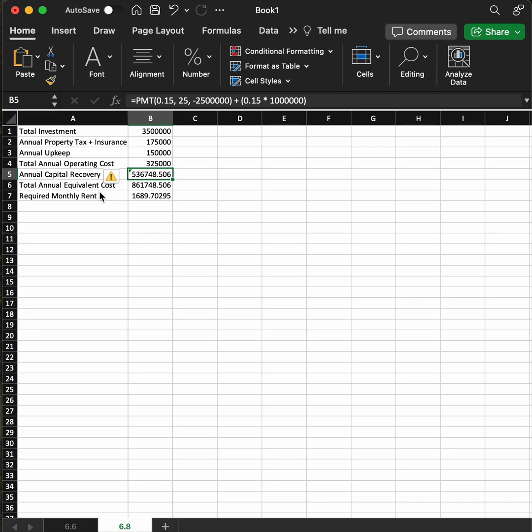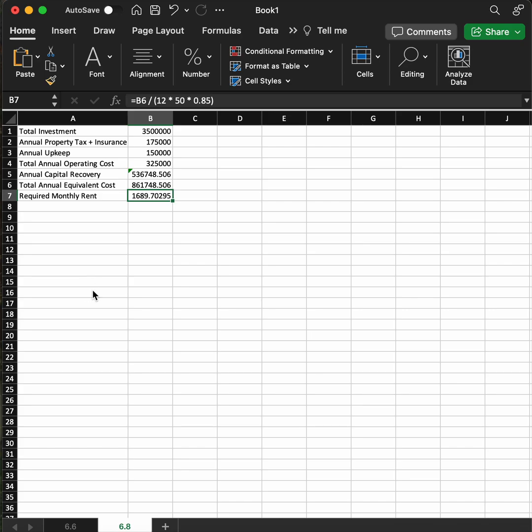And so the total annual cost is going to be $861,748.51, and dividing that by 12 months, 50 units, and 85% occupancy gives a required rent of $1,689.70 per unit. So that's the answer.